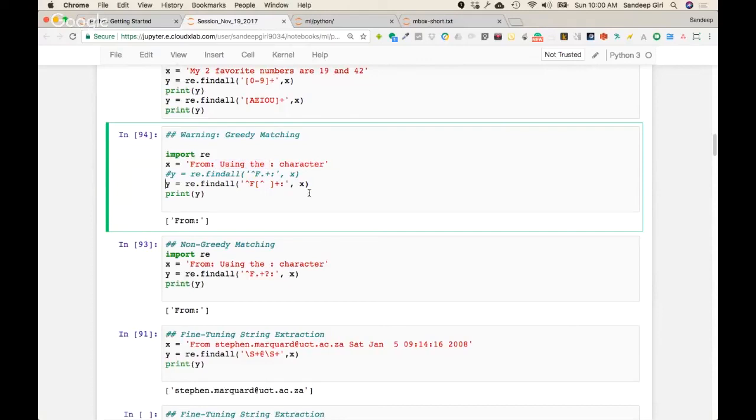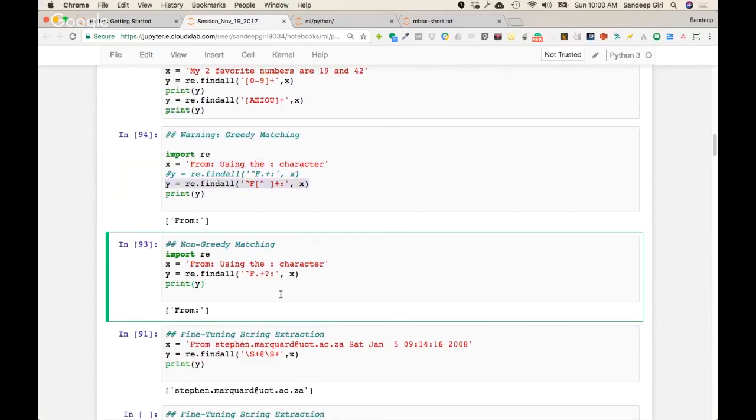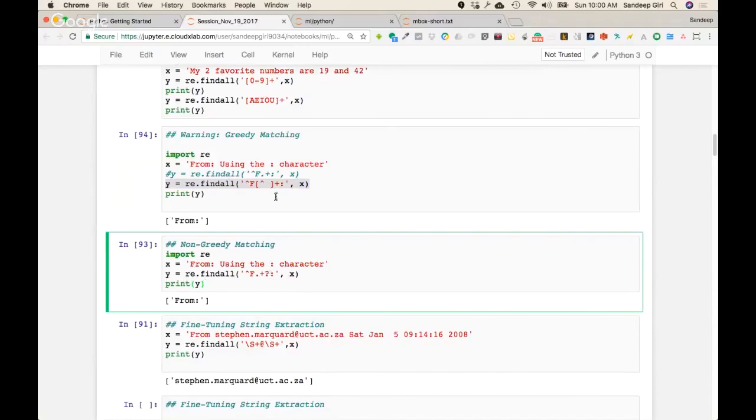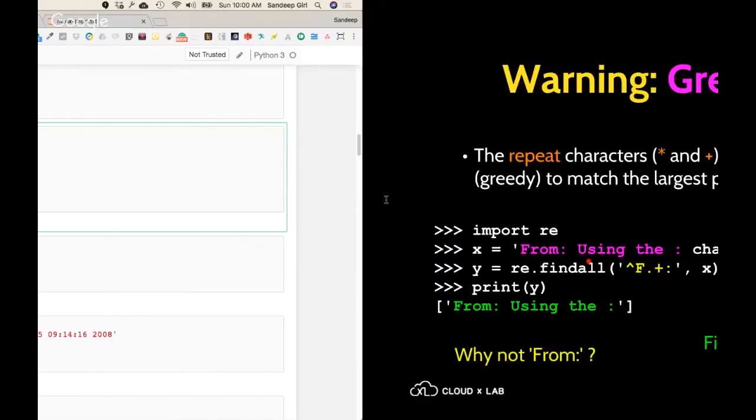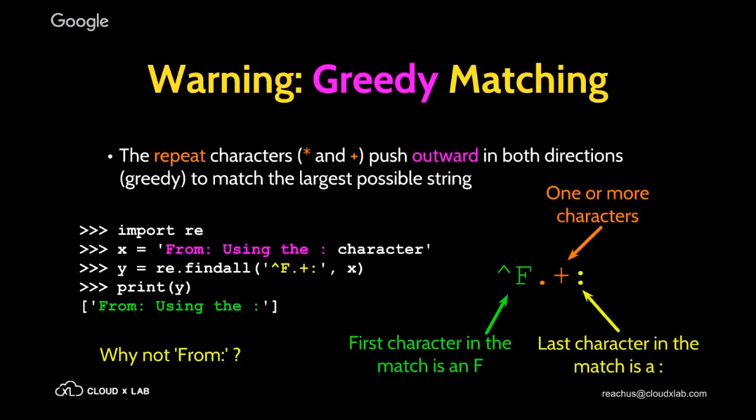So the point I'm trying to make is that ideally you should not worry about greedy non-greedy. Instead, you fine tune your regular expression. Although there is a way to do the non-greedy one by putting a question mark and so on. So the greedy one, instead of only matching till here, is matching till here, because there are two possibilities, either this or this. So it basically first matches till the largest one.